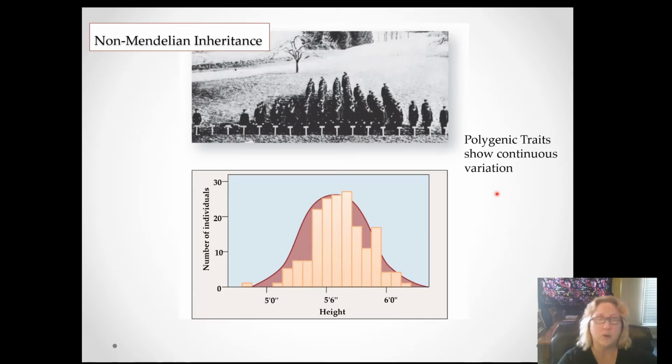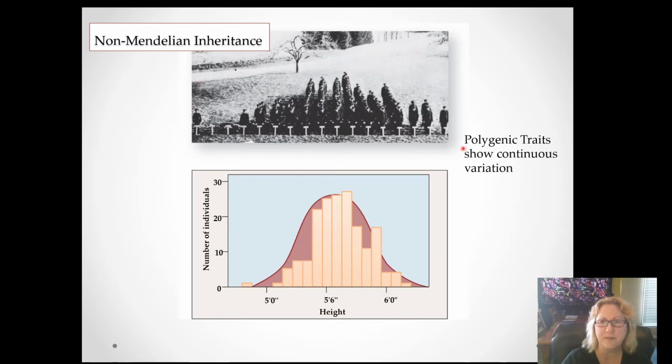Non-Mendelian traits. A trait is something we see in a phenotype. There are quite a few traits that have many genes in different locations on different chromosomes that control that one trait. Height is one of those. Height is a good example of a polygenic trait.